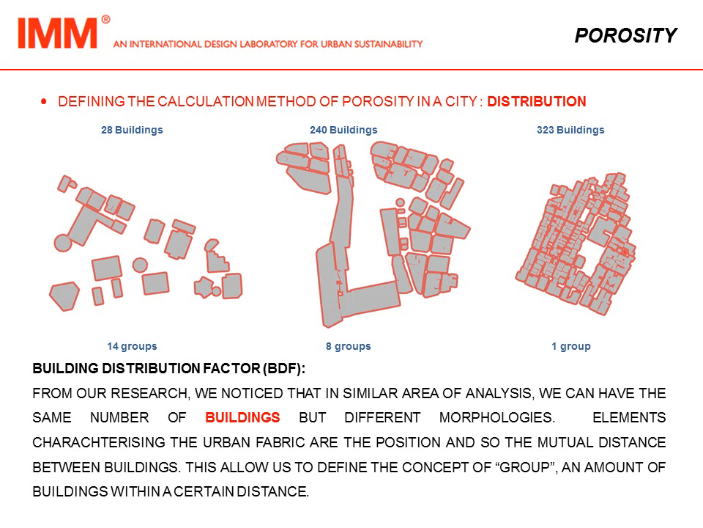Another factor that affects the morphology is the distribution of buildings. So from our research, we noticed that in similar areas of analysis, we can have the same number of buildings, but different morphologies. Elements characterizing the urban fabric are the position and so the mutual distance between buildings. This allows us to define the concept of group, an amount of buildings within a certain distance. Here you can see 3 examples from the city of Tokyo, where the distances among buildings are really different, and in the end, all the buildings tend to be part of a single group or really divided in many different units.